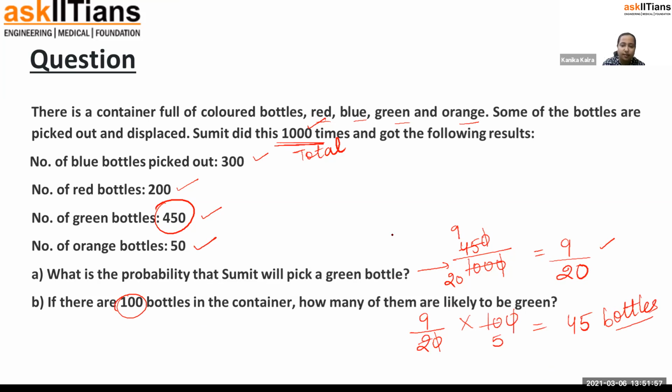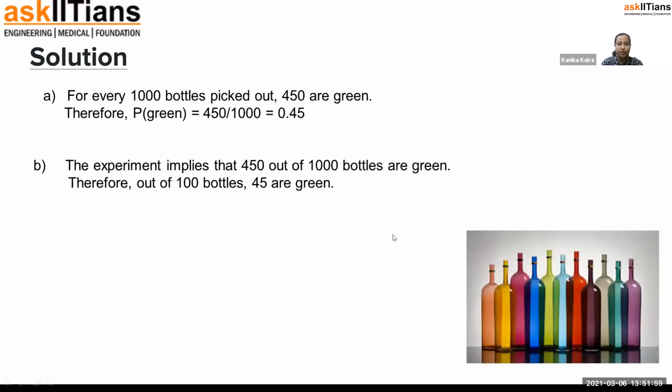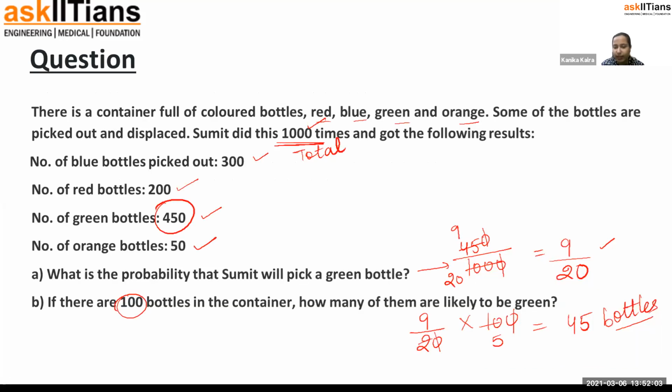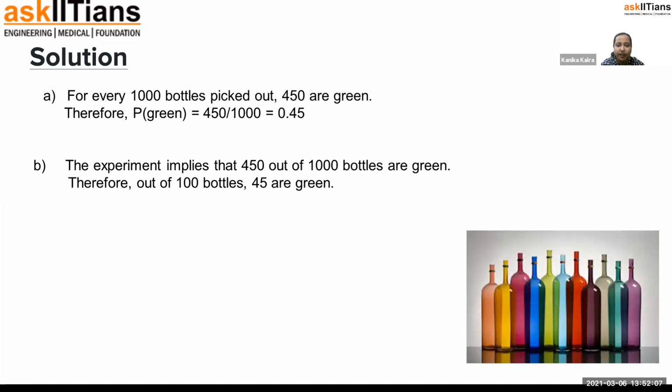Let's look at the answers given. The first is 0.45, or you can simply write it as 9 by 20 as well. That's the same thing. Then you have the experiment implies that 450 out of 1000 bottles are green. So out of 100 bottles, it would be 45.